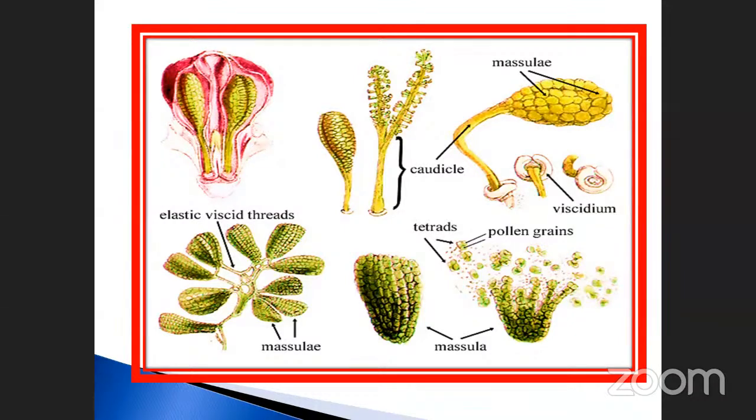When you study the female reproductive organs, just like the upper massulae, the massulae consist of thread-like structures, a bunch of things attached with the elastic viscid thread, just like a branch. This is only one massulae. Each massulae contains so many pollen grains, and they are all tetrad in nature. This is the entire structure of the translator apparatus.